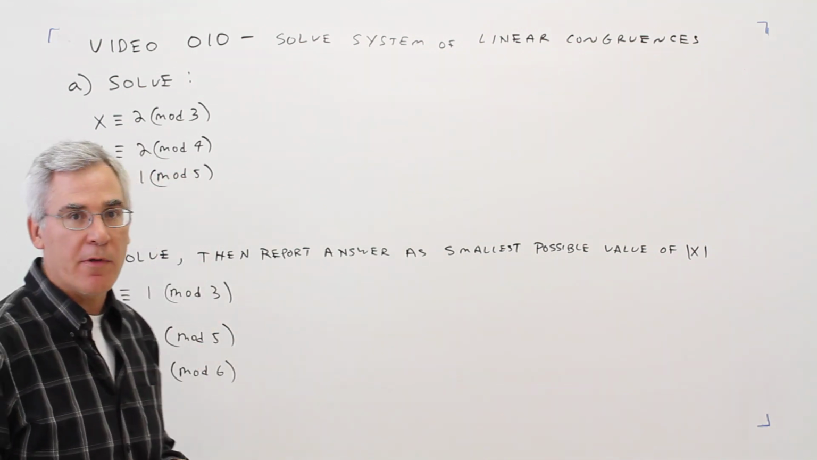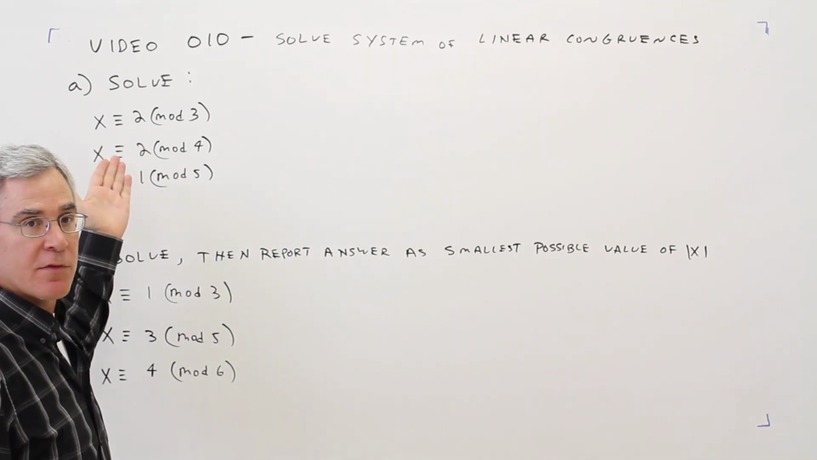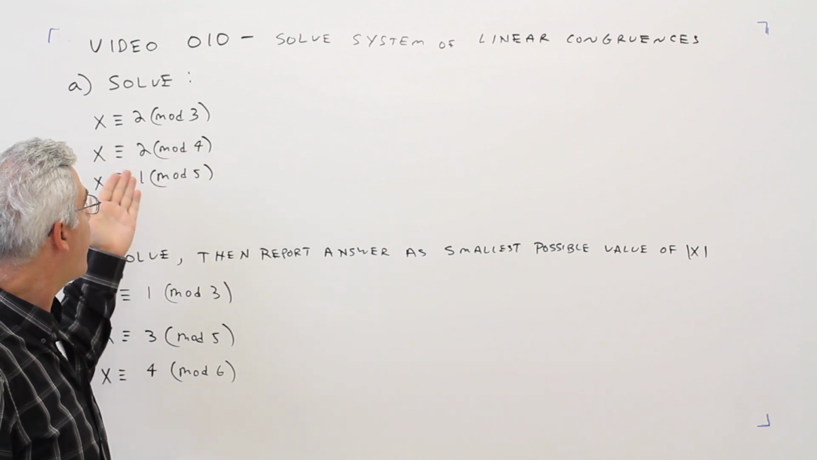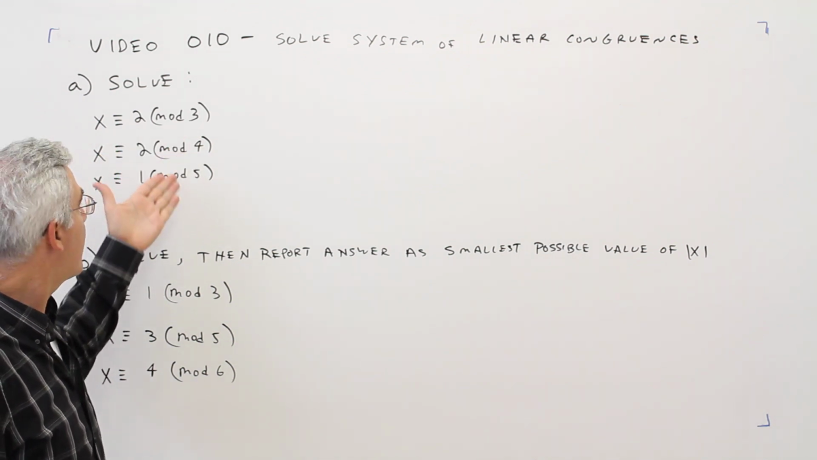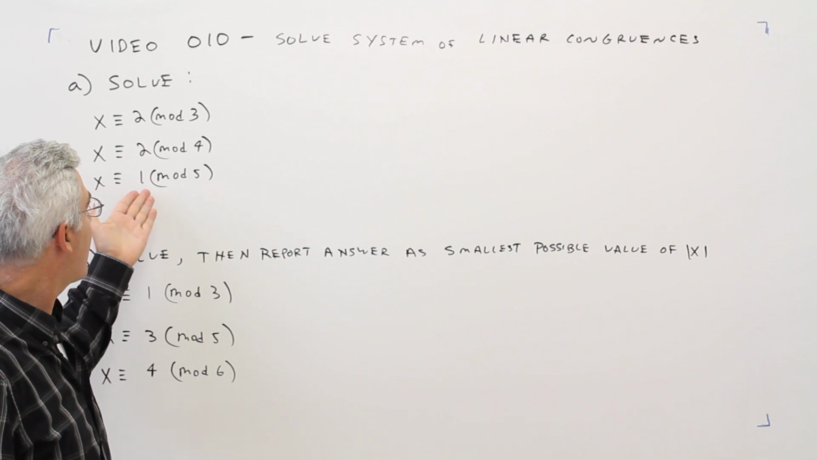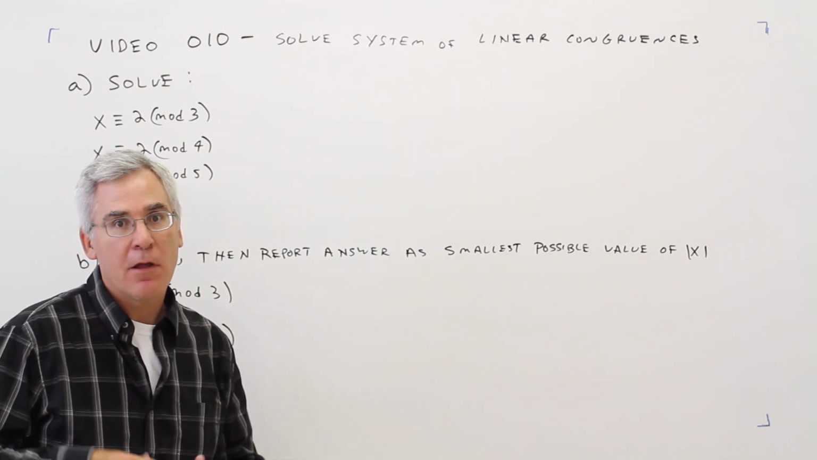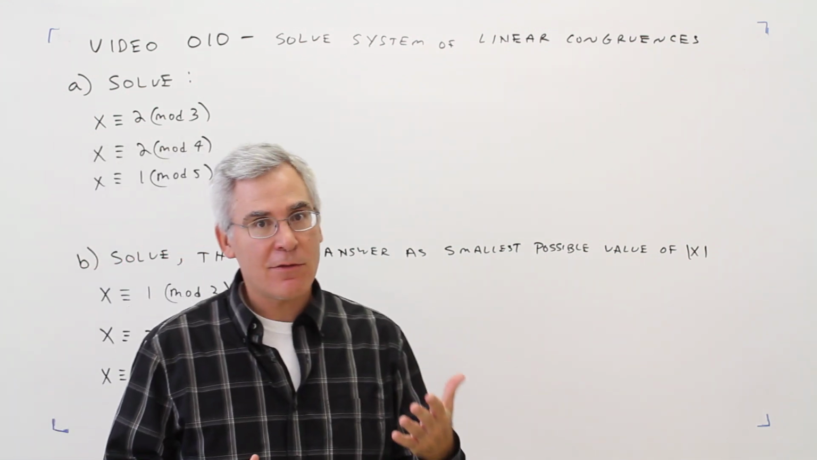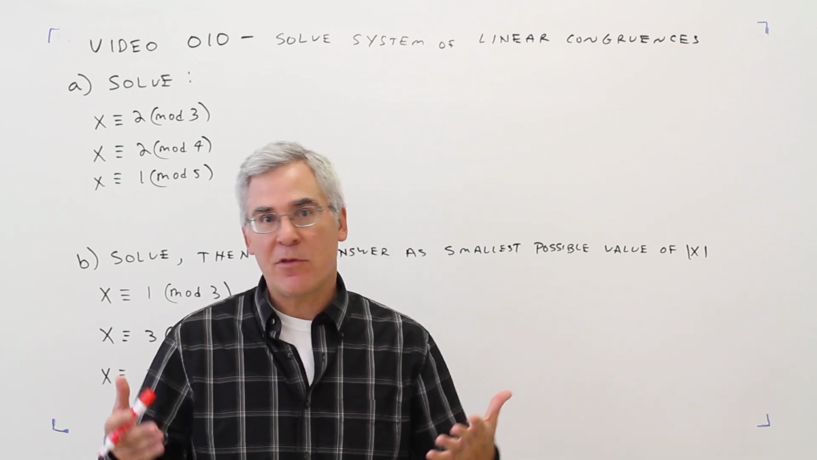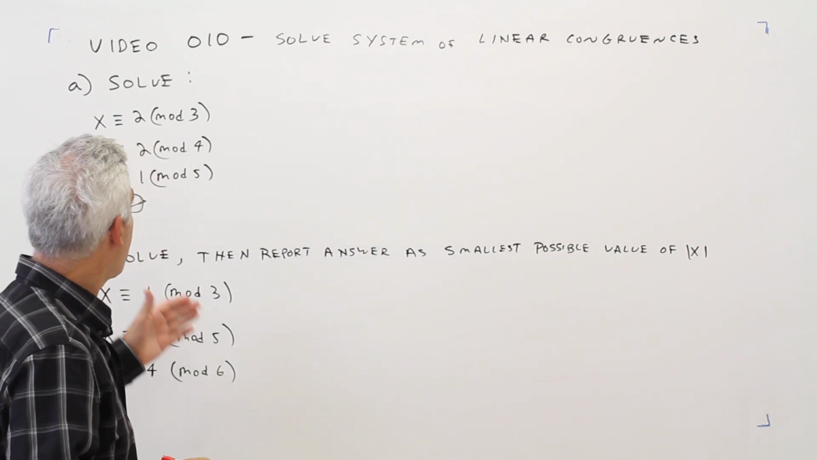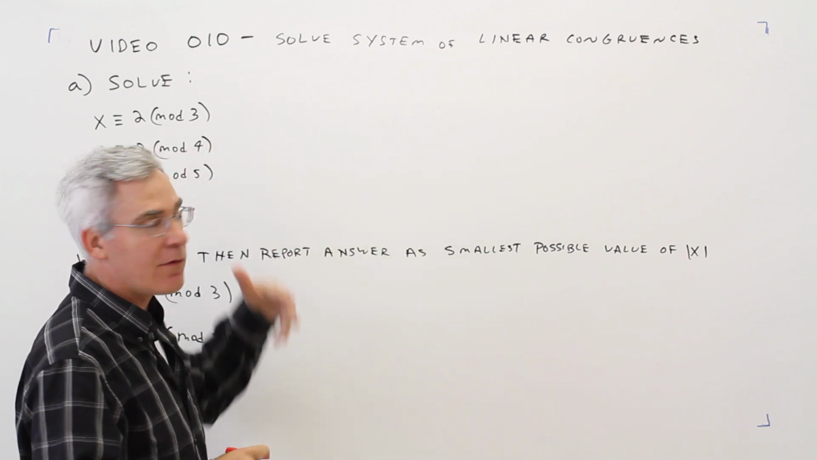All right, I've got two problems. First problem, solve x is congruent to 2 mod 3, x is congruent to 2 mod 4, x is congruent to 1 mod 5. There are algorithms for doing this. They're kind of messy and complicated. I'm just going to show you guess and check. So all I'm going to do is make a list and see what's in common.